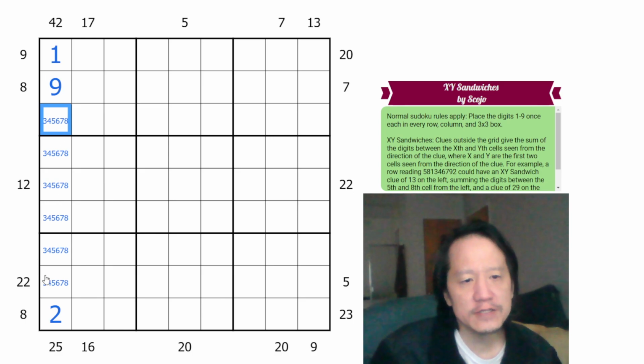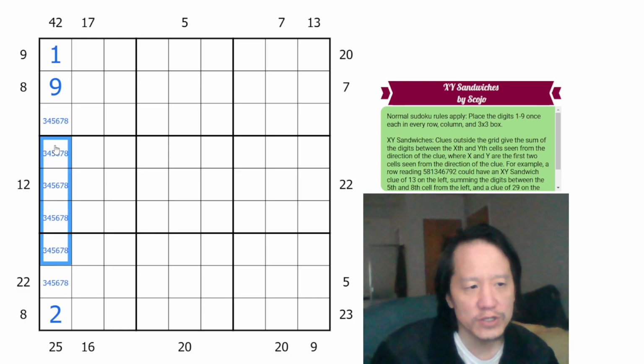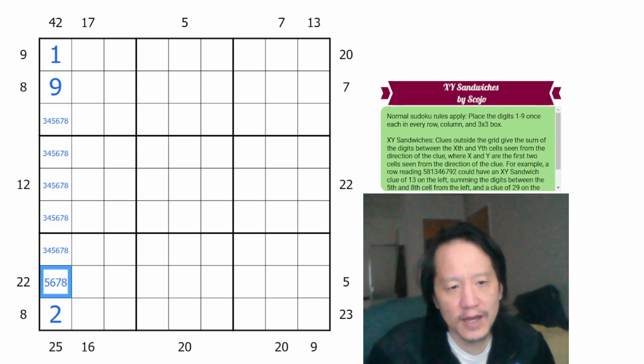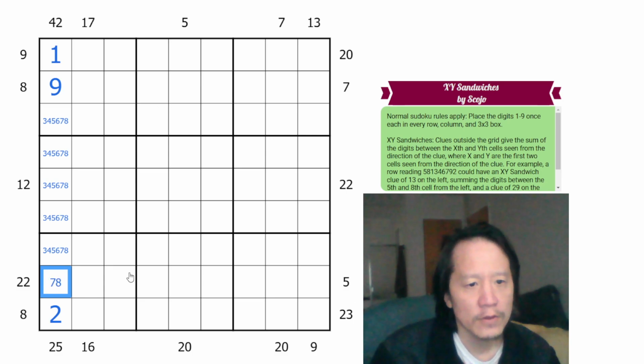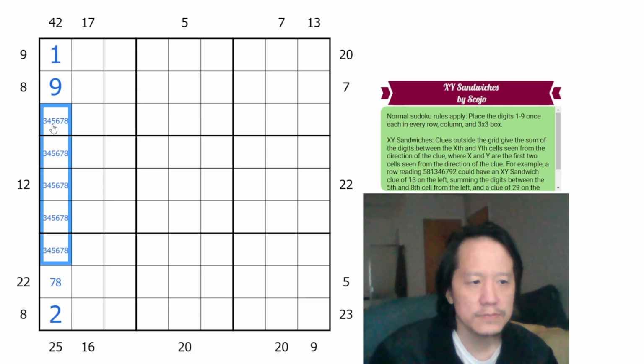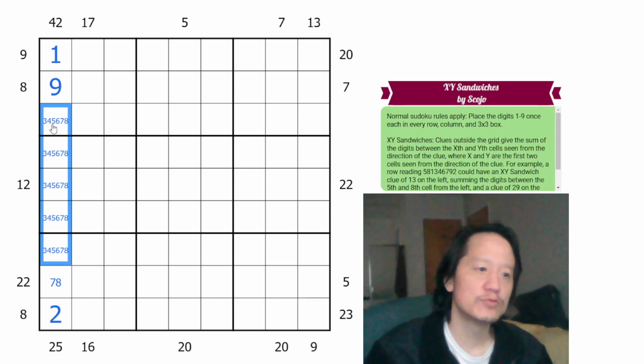So it's either between the second and the 8th one, or between the second and the 7th one. So there's 4 digits involved if it's between the second and the 7th, and the second and the 8th. So this has to be 7 or 8. If it's 8, between the second and the 8th one, that would mean all 5 of these are included. So it would have to be 3, 4, 5, 6, 7. So that works, because that adds up to 25.